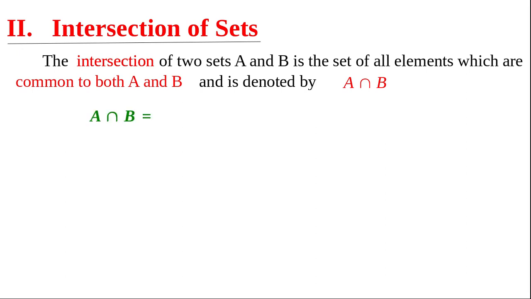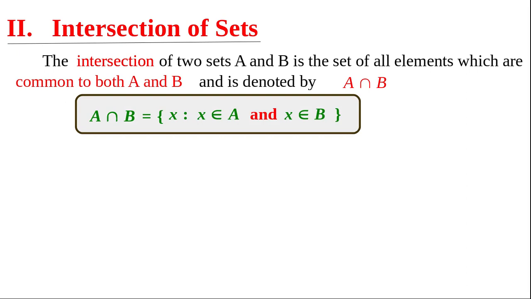A intersection B is a set that contains a number of elements. Let us represent those elements by x. What is the property of this x? This x is in A, and not only in A but also in B. Therefore, we write x in A and x in B. This is the set builder form of A intersection B.